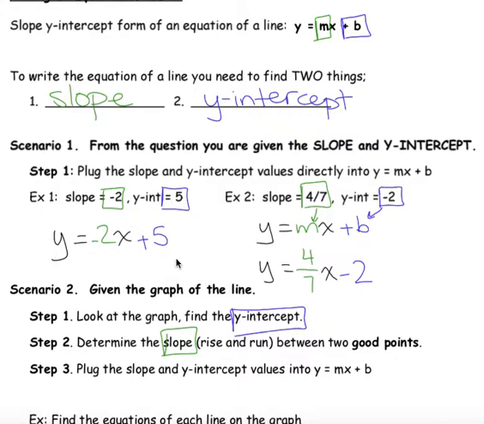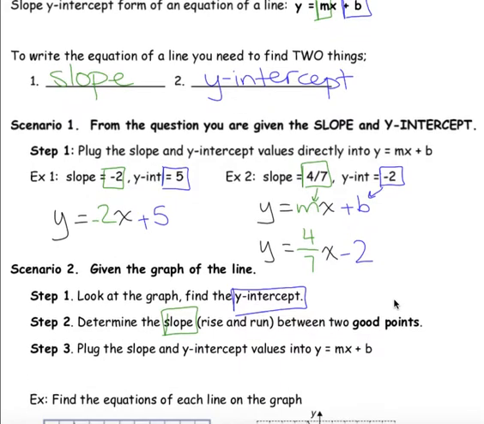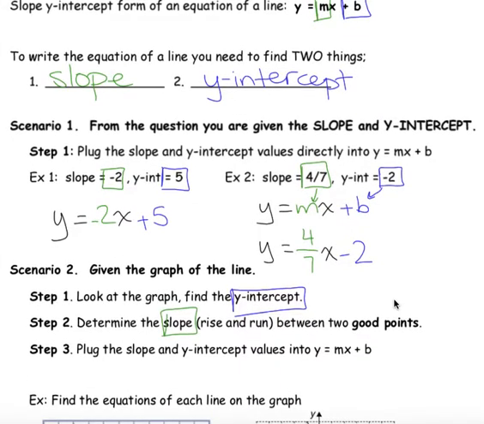This is our equation. So for example 2, we're given the slope of 4/7 and a y-intercept of -2. We're just going to take this information and sub it into y equals mx plus b. So we write down y equals 4/7x minus 2.